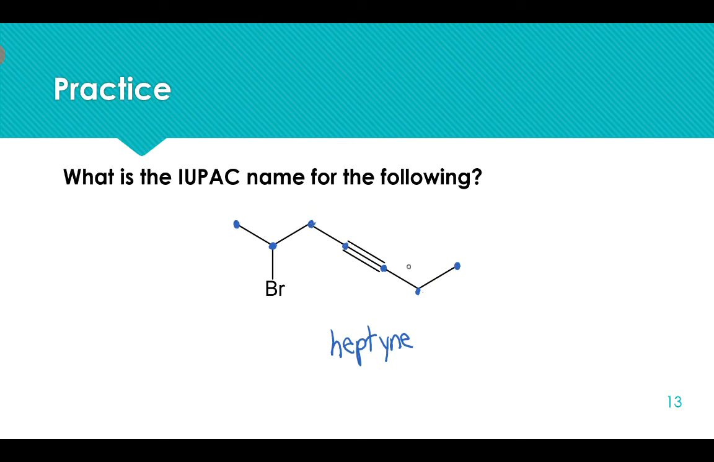spacing apart. Now for numbering. If I number from this end of the chain, then that triple bond would be at number 4. If I number from this way, then it would be a 3. So that's going to be 3-heptyne. I got to pick the lower of the 2 numbers. Now I've accounted for all of these carbons. Now I have to find out where this bromo is. This bromo is on the 6th carbon. So that's 6-bromo-3-heptyne.